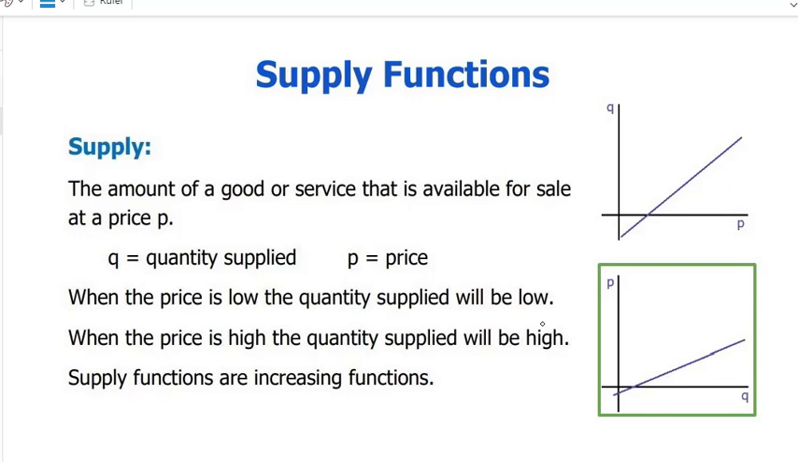When the price is high, then it's more profitable for the manufacturer to provide a lot of them, so the quantity supplied will be high. Supply functions are increasing functions. And again, we see that sometimes they put the P on the vertical axis and sometimes they put the P on the horizontal axis. We're going to be seeing it mostly this way this quarter.